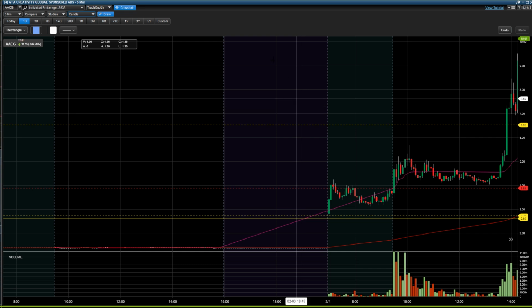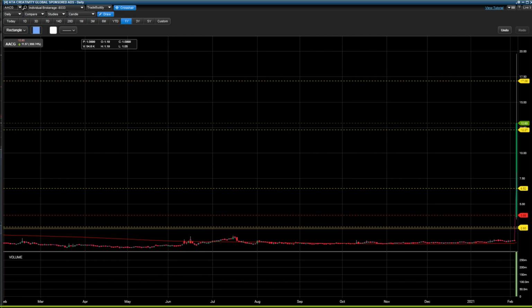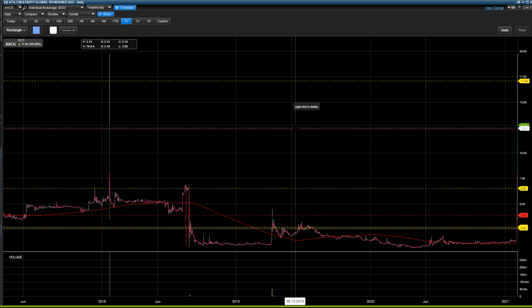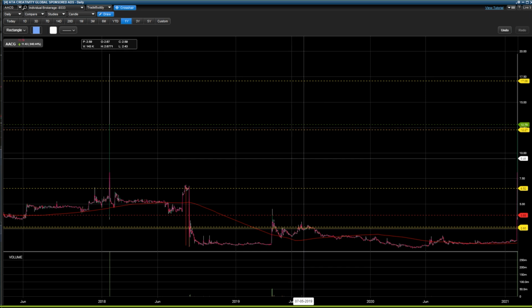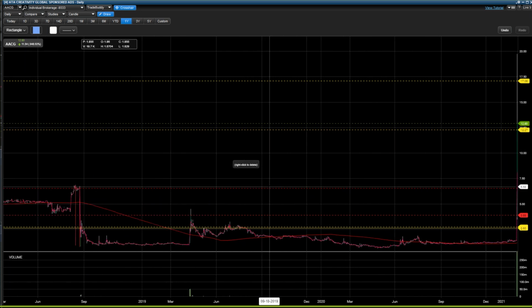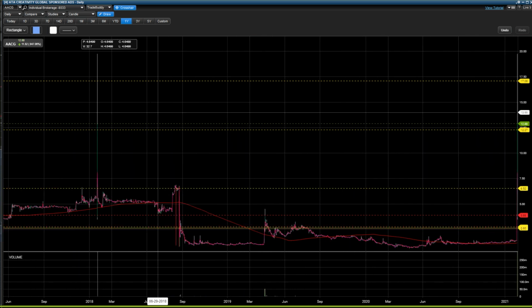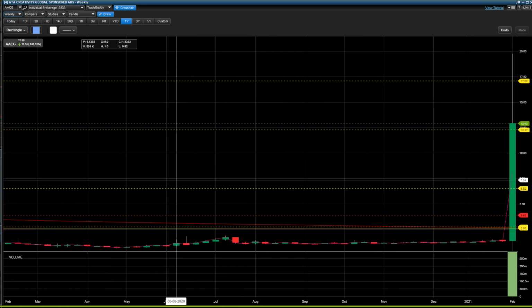If you look at the chart on E-Trade, you can see that they do have previous history, because this was a previous ticker. It was a name change, ATAI I think it was, I don't remember for sure. But we had some history that we could play off of on E-Trade. So I got these levels, looking at the weekly chart.